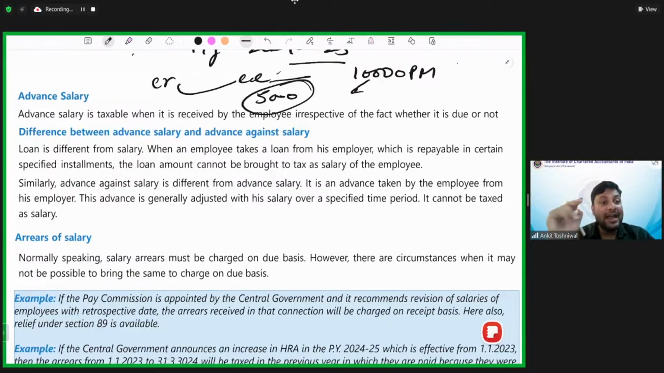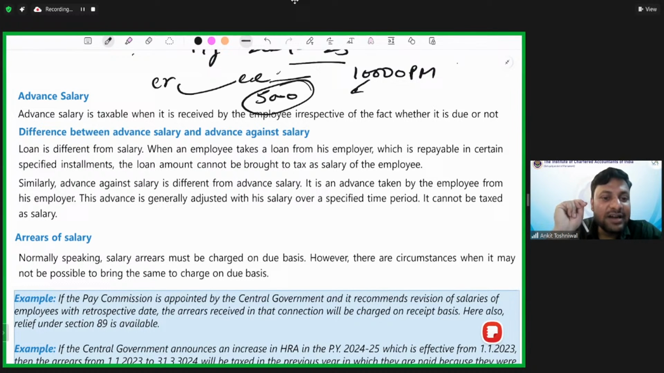And advance salary means the salary of the following month, and you have received it in advance in the previous month. For example, the salary of April month, you are receiving it in March. So it is advance salary and it is taxable on receipt basis because it was never due. It will be due in April only, but you received it in March. So it is advance salary and it is taxable on receipt basis.